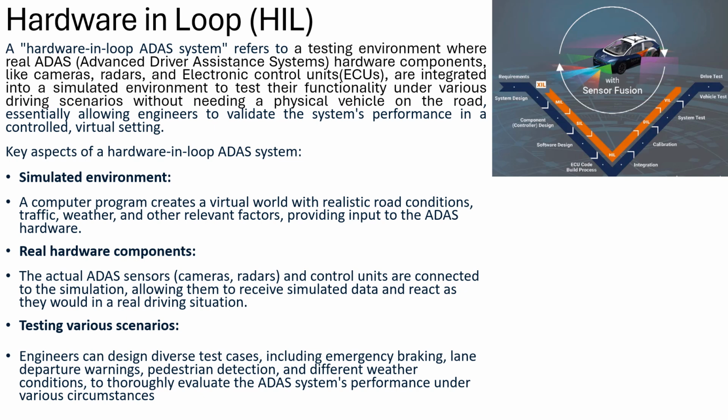So, whichever component you want to test, whether it is a sensor or radar or a camera, that original hardware will be taken as it is, and then it will be tested in a simulated environment to see the correctness of that particular hardware. The hardware may be camera or radar or electronic control unit. Now, why exactly is this hardware in loop used?